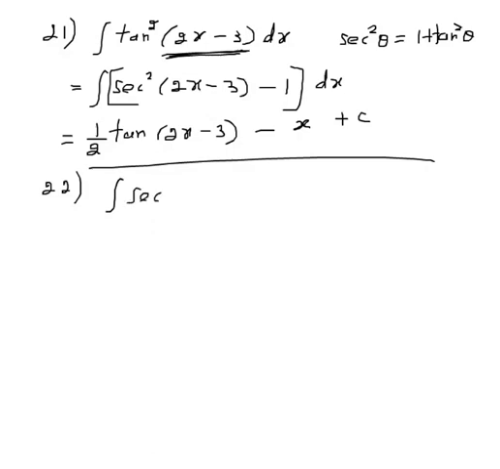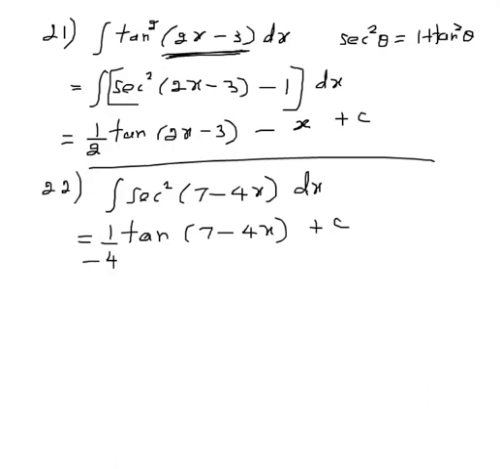Question 22. Secant square 7 minus 4x dx. For secant square we have direct formula, and this is a linear function. So direct formula is applicable. Integral of secant square is tan of 7 minus 4x and divide by the differentiation of that 7 minus 4x, or divide by the coefficient of x, which is minus 4. So this is the coefficient of x term. Don't forget to do this.